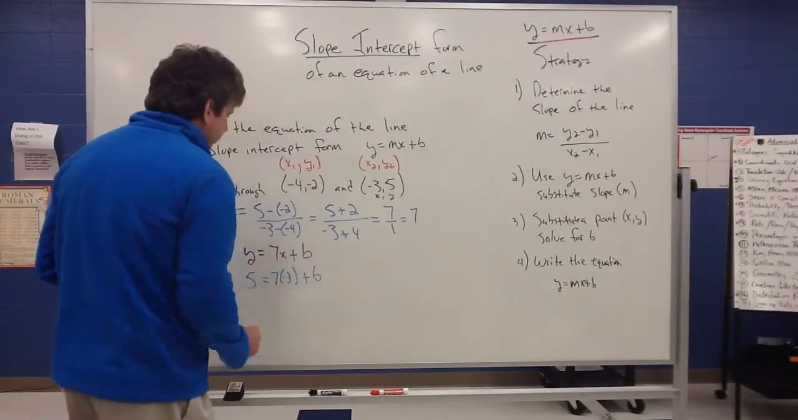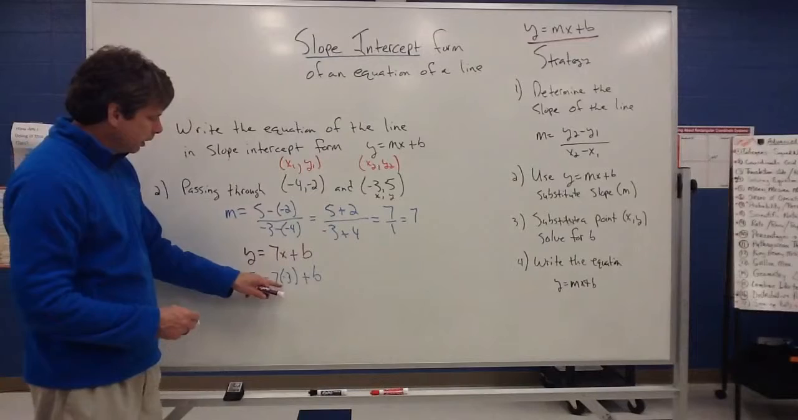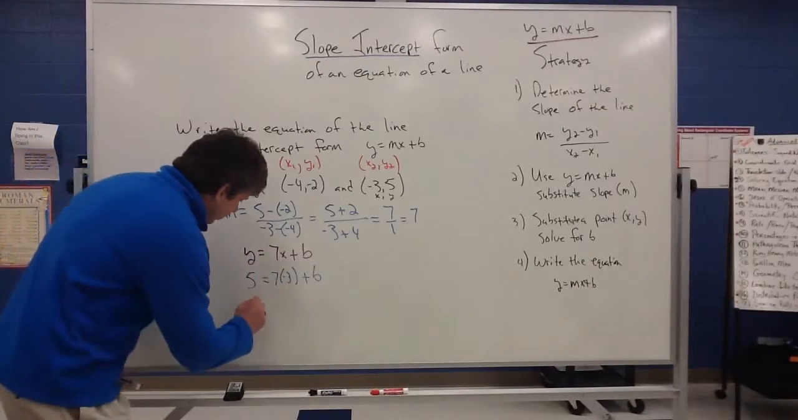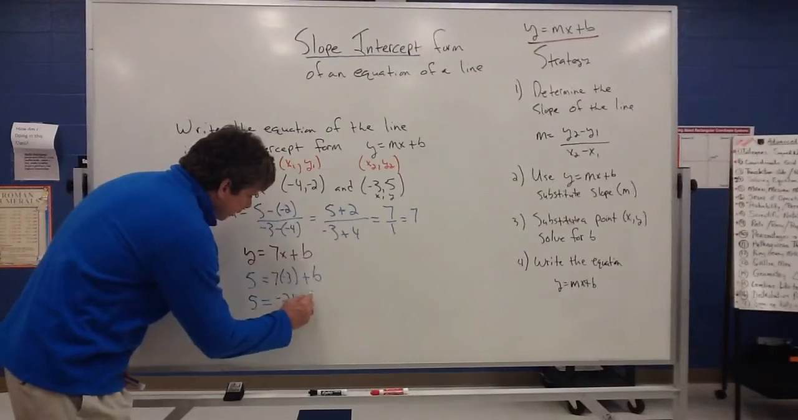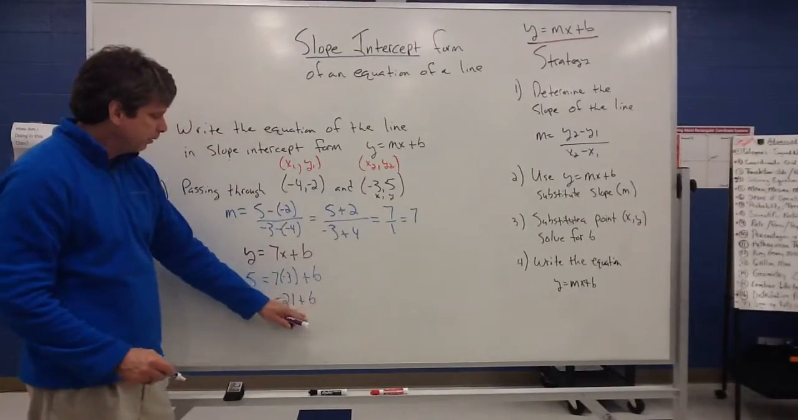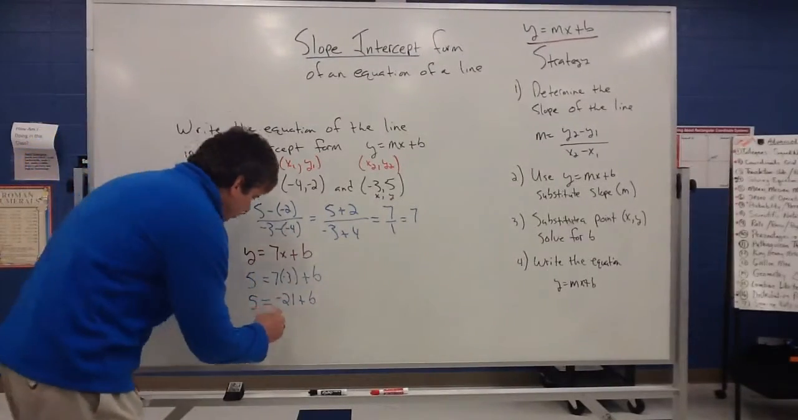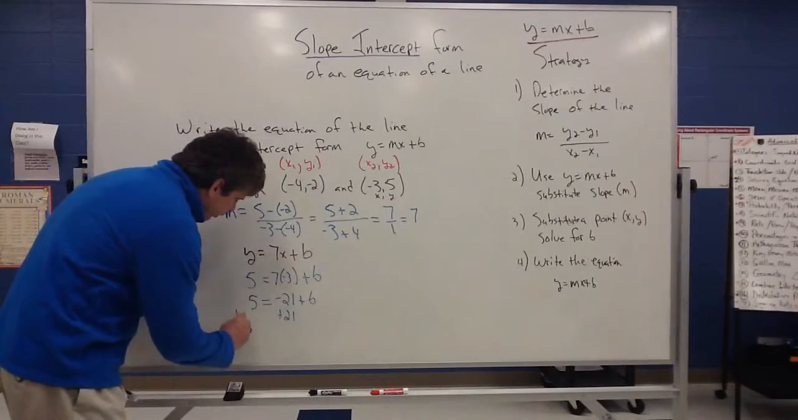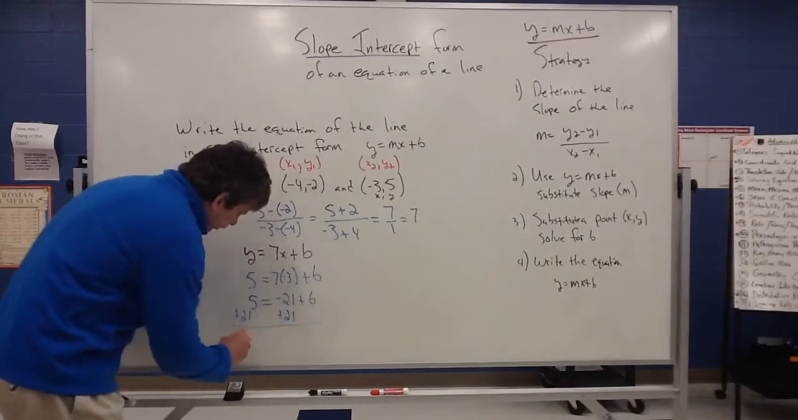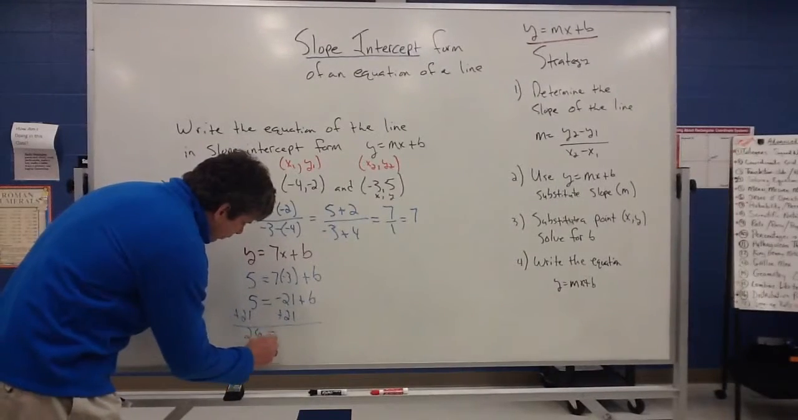And this is going to enable me to solve for b. But again, we have to simplify 7 times negative 3. So 5 is equal to negative 21 plus b. And to get b by itself, I can zero out the negative 21 with the positive 21. But to keep it balanced, I have to add a 21 to the other side. So we have 26 is equal to b.